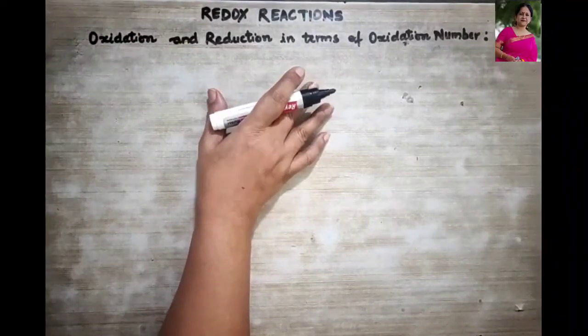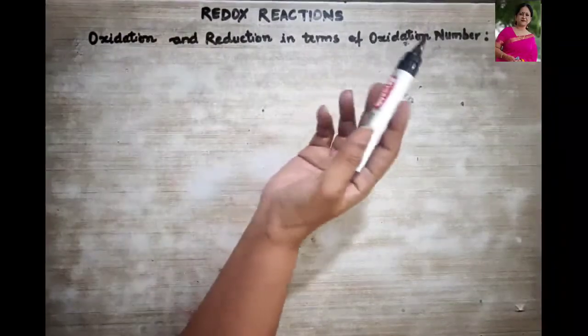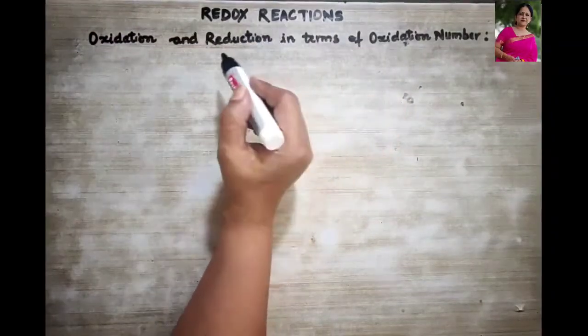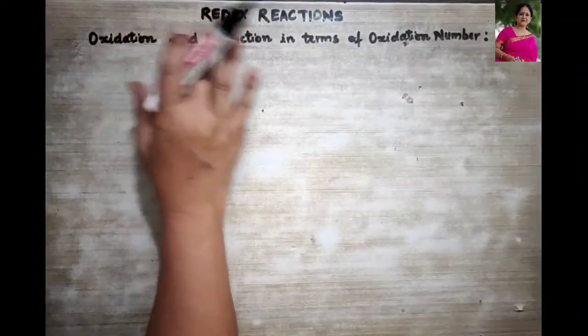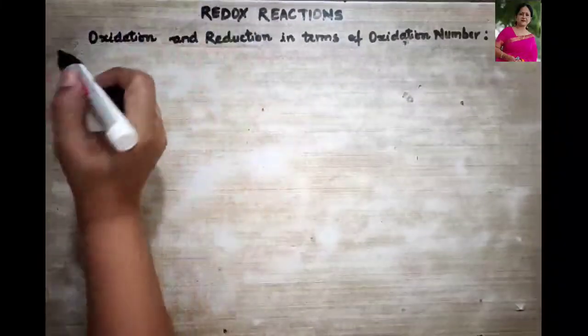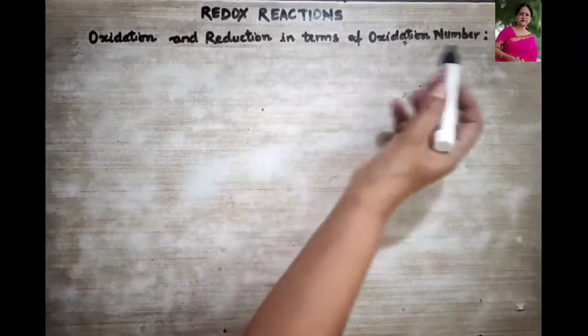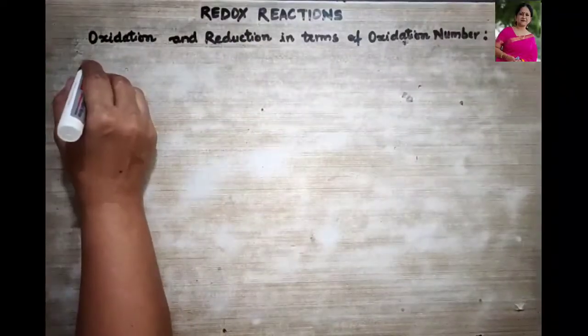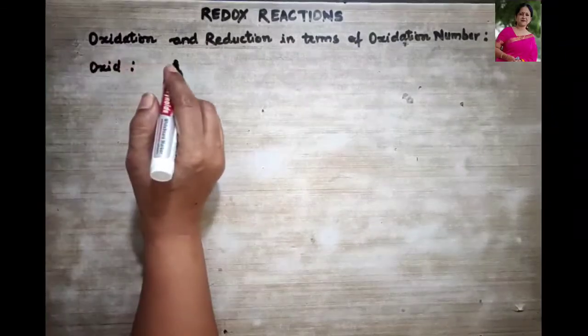So today in this chapter of redox reactions we shall continue studying oxidation number, but here today I am going to tell you the concept of oxidation and reduction in terms of oxidation number, right? So when do we say it is oxidation, when do we say it is reduction in terms of oxidation number? So let's talk about when do we say it's an oxidation reaction.